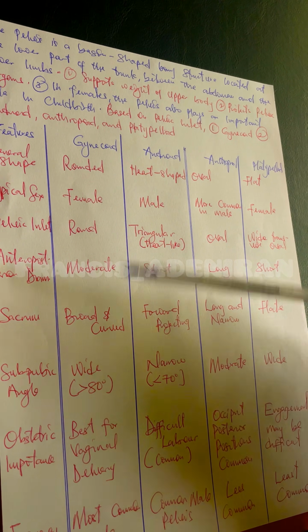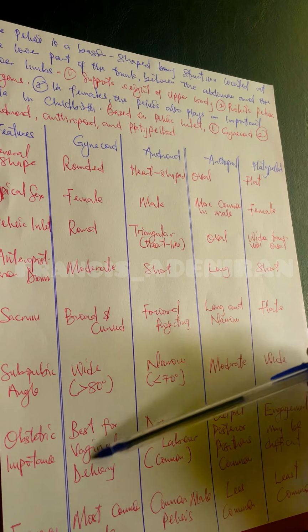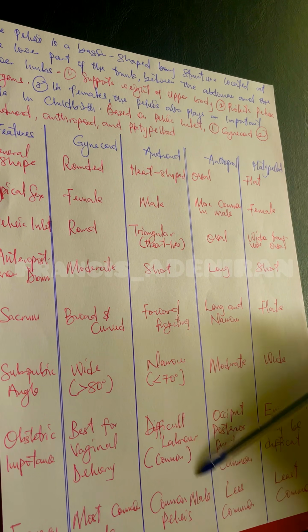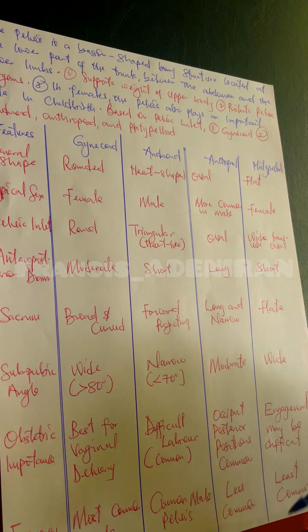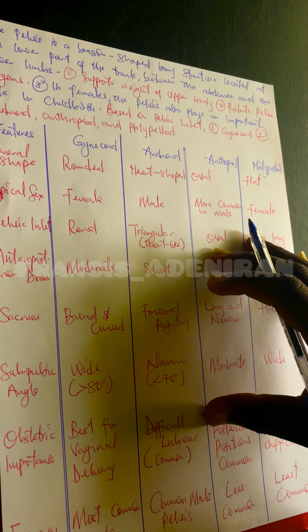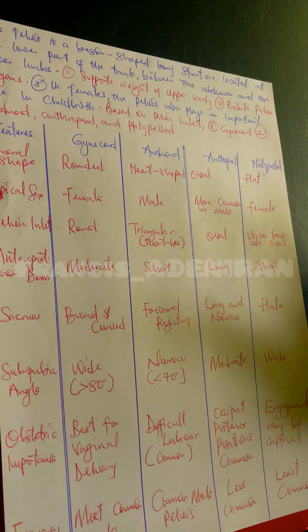So let's go to frequency. For gynecoid, it is the most common in female pelvis. For android, it is common in male pelvis. For anthropoid, it is less common. And for platypelloid, it is the least common. So I believe that with this, you understand the types of pelvis that we have and their differences.